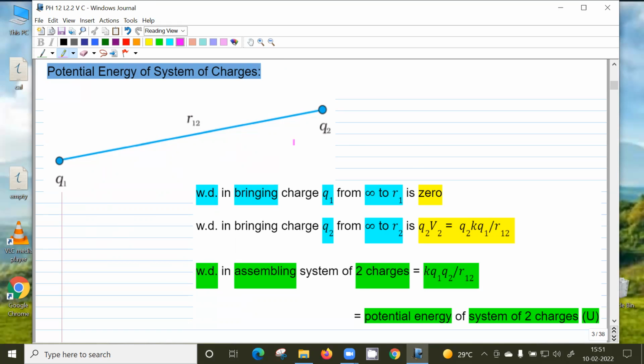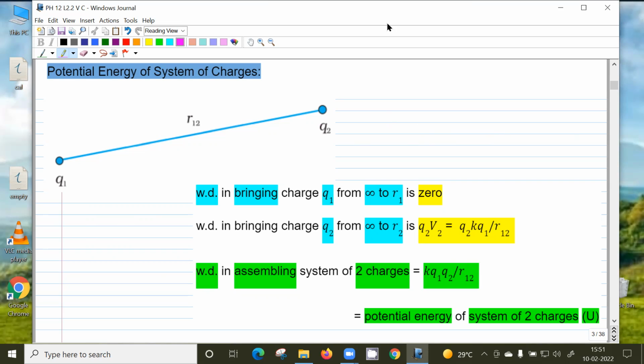So initially, nothing is there. So I'm building a system of two charges Q1 and Q2. First I bring the charge Q1 from infinity to this point. For that, no work is done because there is nothing to oppose it. While bringing the second charge, if you assume they both are like charges, then I have to overcome a repulsive force to bring Q2 from infinity to this point.